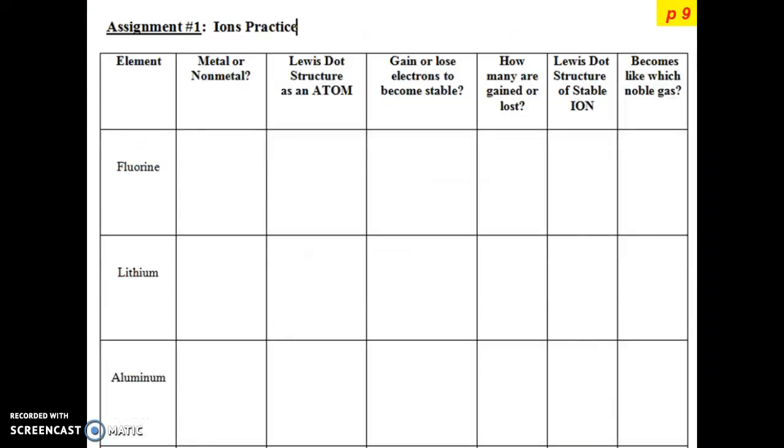Hey folks, I'm going to take you through a couple examples from assignment 1 and assignment 2 because these can be kind of tricky and confusing. Okay, so you need to have your periodic table. You need to have assignment 1, which is page 9. So we're going to work through this chart, finding information, figuring things out about atoms and ions.